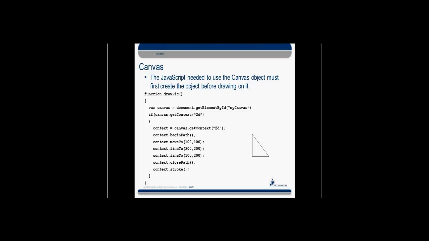It flushes the actual path, if you will, of what needs to be done. And so I got this neat little triangle here. Now, mind you, there are fill methods available. You can draw these Bezier curves. You can do quadratic curves. You can draw circles. You can do fill.